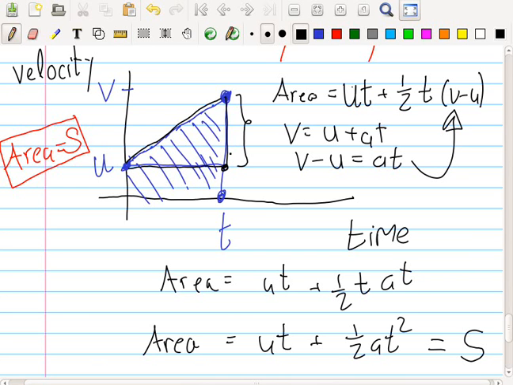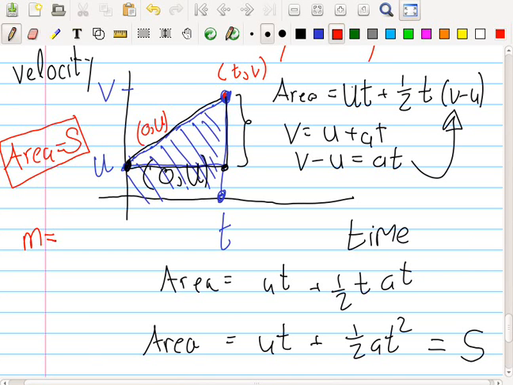From maths class, if this was a point, what point would it be? It'd be the point 0, U. I'll write a different colour here. 0, U. And if this was a point, what point would it be? T, V. So what's the slope of this?